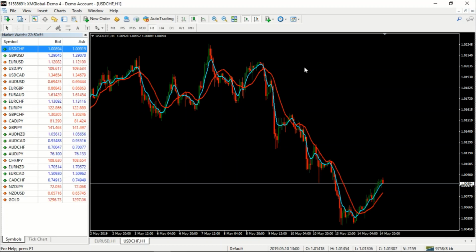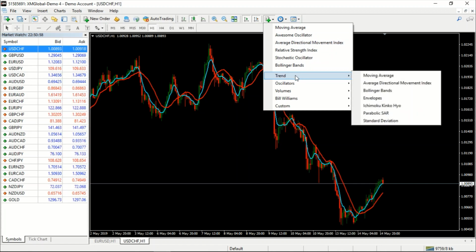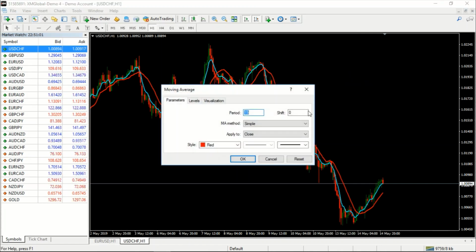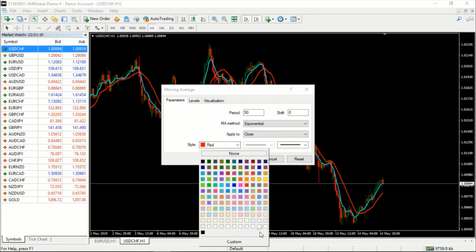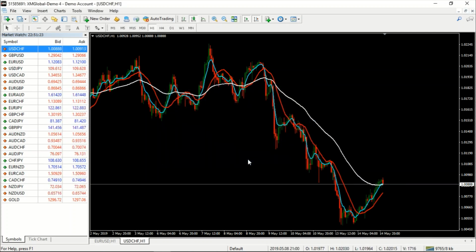So now we're going to be adding in another moving average. So we'll go to trend, moving averages. We're going to select 50. We're going to make this an exponential moving average. Change the color to white. Leave the thickness on the second thickness, second line, and we will now select OK. So now you see we have a white line that appears on the chart.